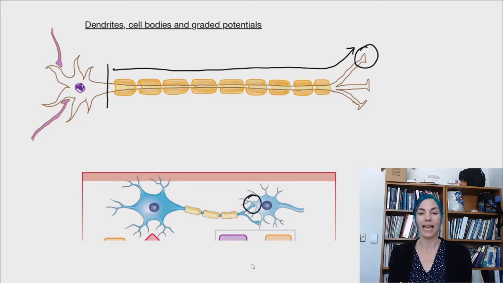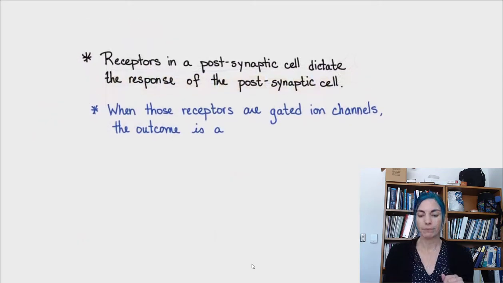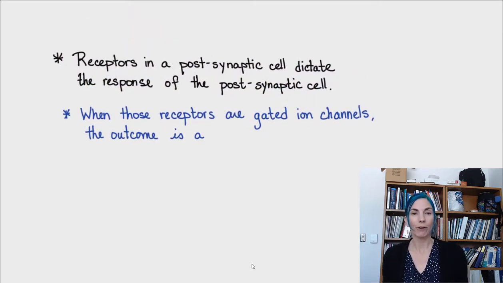And so you can kind of see that here, where the information is somehow being conveyed into that postsynaptic cell by way of a neurotransmitter. And we've looked at what some of the different neurotransmitters are, and we've looked at the types of receptors that we'll see. And to briefly reiterate, we have learned that it is the receptor type that we see in a postsynaptic cell that will dictate the response of that postsynaptic cell. And there are really two major types: G protein coupled receptors, but then also gated ion channels.